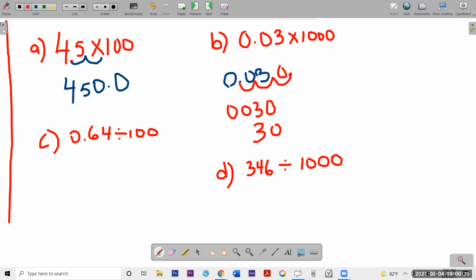I'm going to rewrite my decimal here so I can give myself some space to jump around. All right, so that's my starting decimal. I'm dividing by 100, so that means I'm jumping twice. So we're going 1, 2. So this is where my point is going to end up, and I have to fill up these spaces with zeros. So my answer is actually 0.0064.